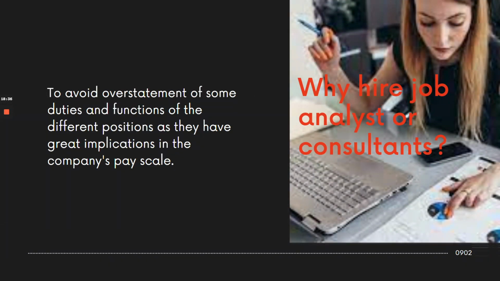Okay, another reason is to avoid overstatement of some duties and functions of the different positions as they have great implications in the company's pay scale. So as mentioned earlier, ang isa ka position has a corresponding peso value, di ba? And the peso value depends on the task and duties of that position. So to avoid overstatement, nga maoro man da ini ang trabaho niya dako kay siyang sweldo. To avoid that, mo nang ang mga companies hire someone from outside, kanang gitawag nga analyst or consultant.